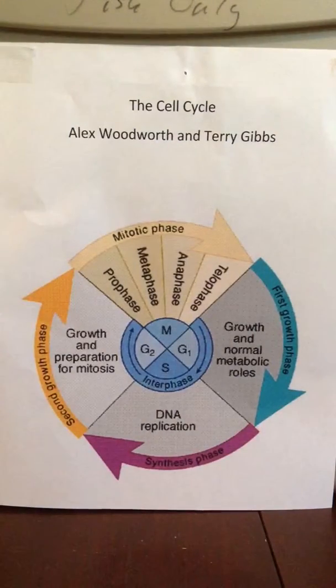G2 phase. During the gap between DNA synthesis and mitosis, the cell will continue to grow. The G2 checkpoint control mechanism ensures that everything is ready to enter the M, mitosis phase, and divide.